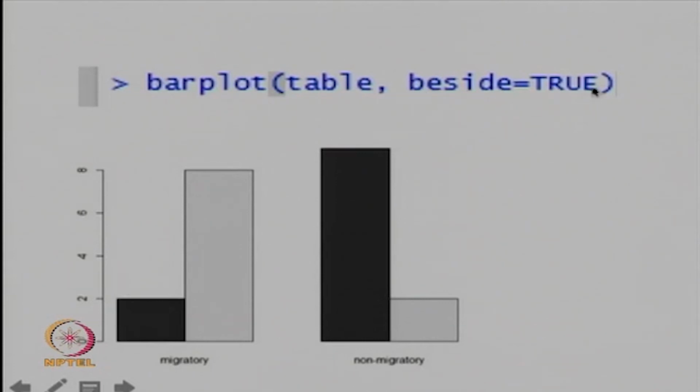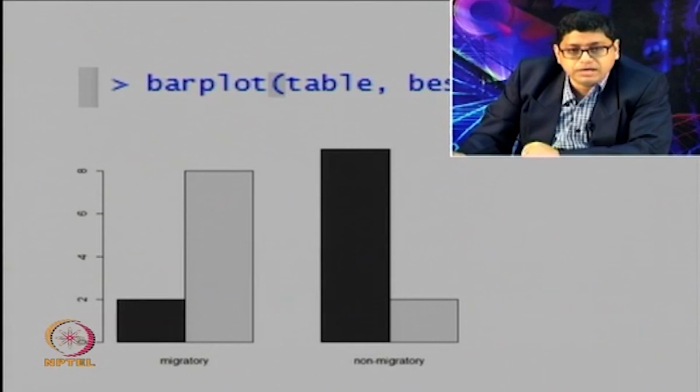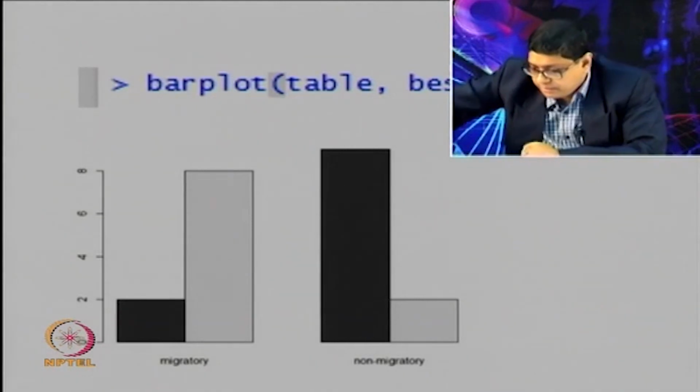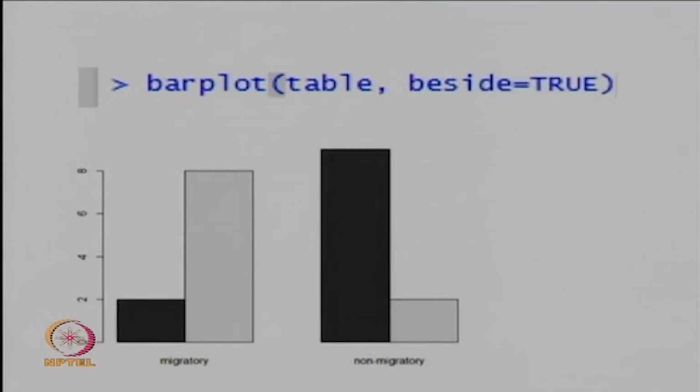So, if I write this particular framework, which is beside equal to true, then I would generate this particular plot. Okay. So, in terms of migratory, and these are circular, which is very few, and spindle shape, which are very high. Okay. So, I can use a similar thing to generate the plotting for R.